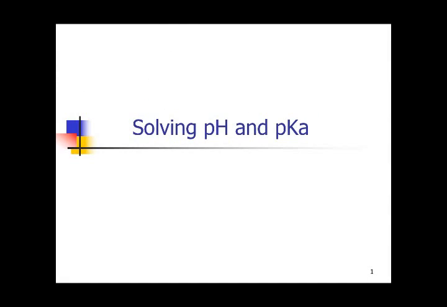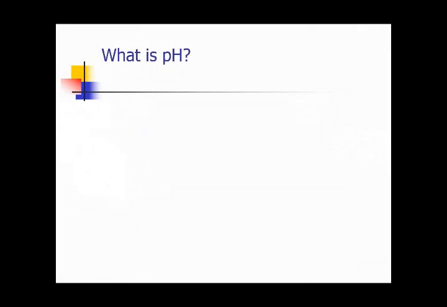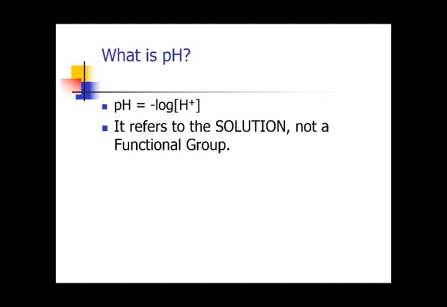So firstly, let's ask ourselves, what is pH? Now again, you've probably learned this in high school chemistry. It's just been a while. pH is negative log of H+. That's what P actually stands for, negative log. Now remember, it's referring to the solution and not the functional group. Common error. Functional group, we talk about pKa. Solution, we talk about pH.